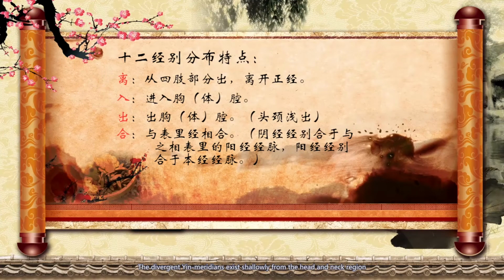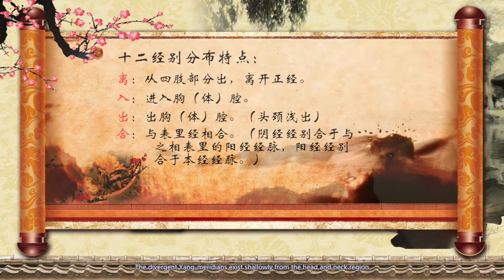The divergent yin meridians emerge from the head and neck region and link with the yang meridians, which have an exterior and interior relationship. The divergent yang meridians emerge from the head and neck regions and link with the relevant regular yang meridians. This is what we call the 6 links.